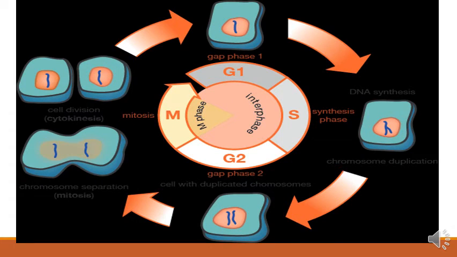Here you can see the cycle: G1 phase, synthesis phase, G2 phase, mitosis. We can say G1 phase is a gap phase, and this is the DNA synthesis phase, which is also known as S phase, chromosome duplication, and here G2, gap phase 2, cell with duplicated chromosomes, and then chromosome separation, mitosis, the cell division or cytokinesis.